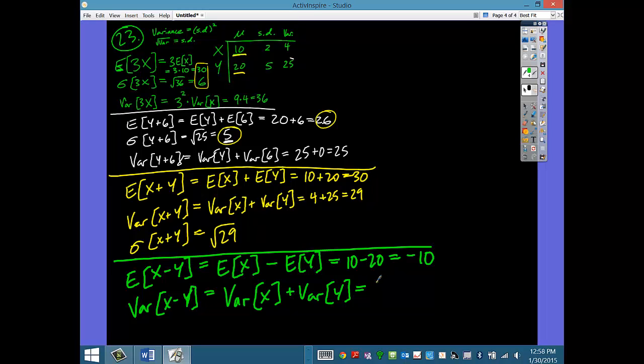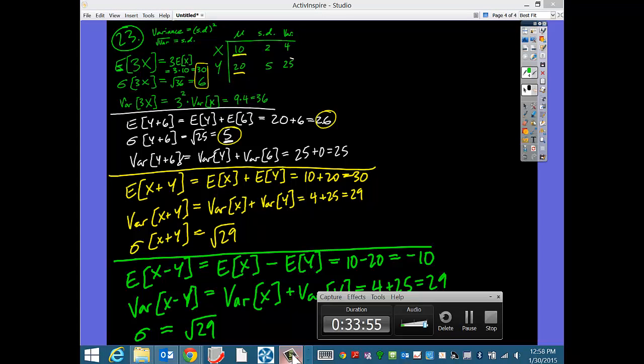So this would again be 29, which means all over again that the standard deviation is the square root of 29. We are not going to look at the last part here. We're just going to skip ahead. The distinction between x plus y and x sub 1 plus x sub 2, we may have to get to that in the next unit. So don't worry about that for the test.